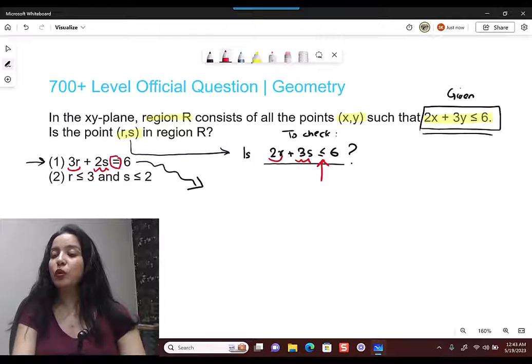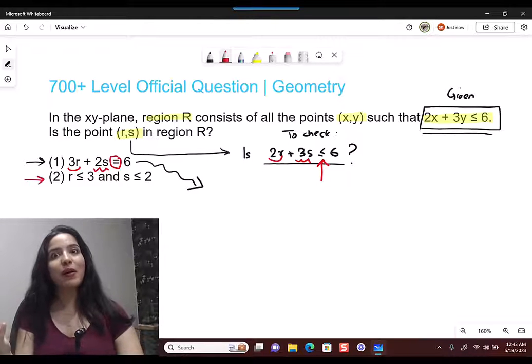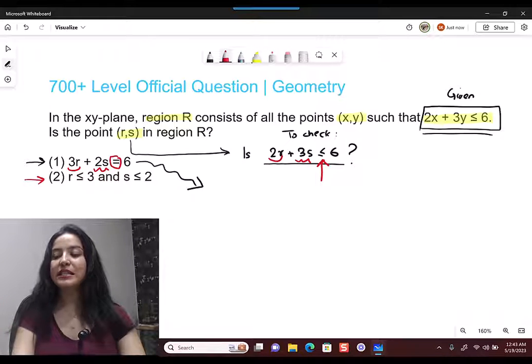Now, when you go to statement 2, it's more inequalities about just r and s. Again, it could be infinite possibilities. If r is less than or equal to 3, there are infinite values it can take, right? Similarly for s.